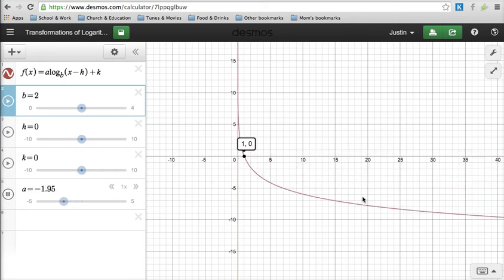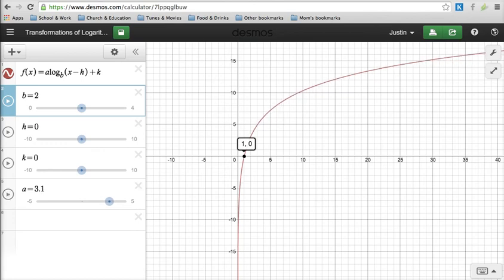And then when it gets negative, it does just what you think. It reflects over the x-axis, and it starts to look a bit like this. Watch what happens when it gets positive again. There it is. It flips over and begins to look like the normal log function.